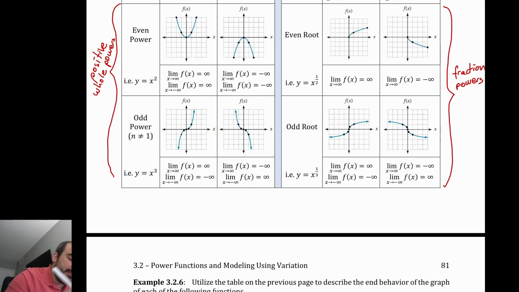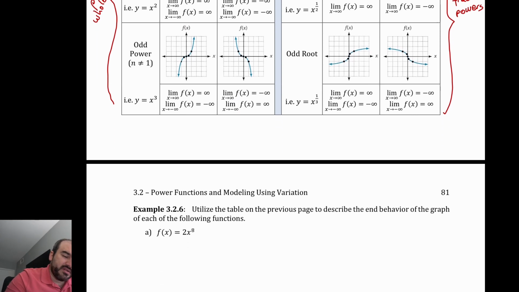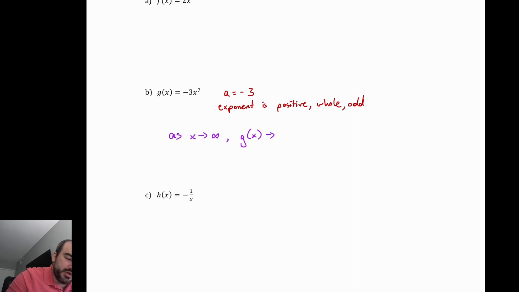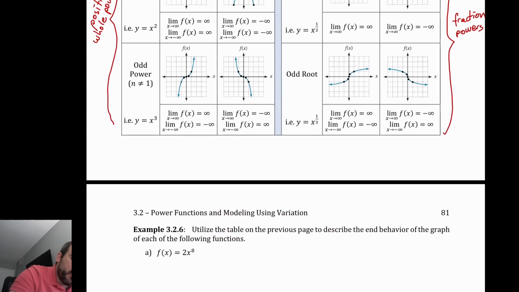So we're going to write it a little bit differently. I don't really care for the limit notation in this class. We may get to limits later on, but right now we haven't really talked about limits. So let's just write it as x goes to infinity, g of x goes to, we're in this box here, so as x goes to infinity, g of x is going to go to negative infinity.